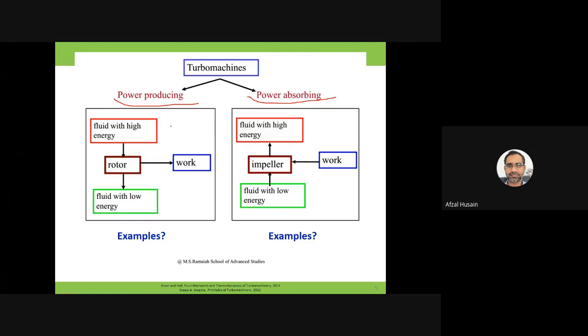In a power absorbing machine, at the inlet the fluid has low energy, then the impeller does work on the fluid, and the fluid takes work from the outside, and at the end the fluid has very high energy. That is the case of compressors and pumps, where the impeller works on the fluid and its pressure and velocity increase. Clear?